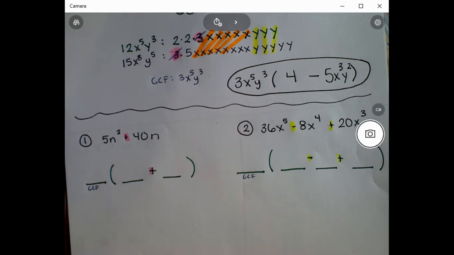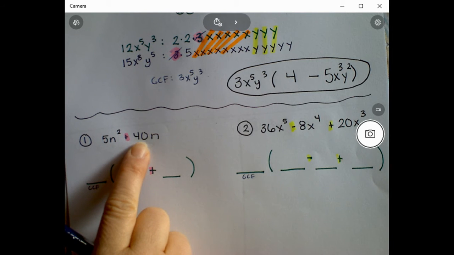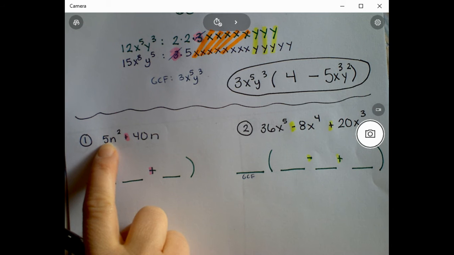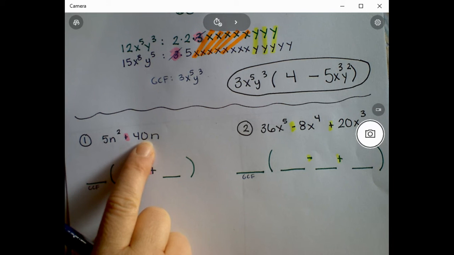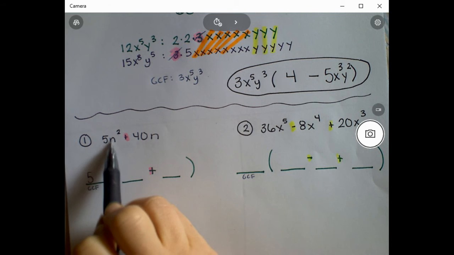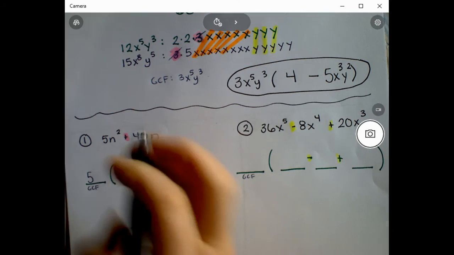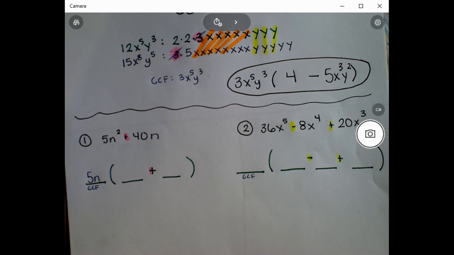Okay, so for this one, I'm going to look first at the number part. We have 5 and we have 40. When I do this in my head, I'm like, oh, I can divide 5 by 5. Can I divide 40 by 5? Yes. Is there anything bigger? No. So part of my GCF will be 5. Now we need to look at the variable part. Here we have n squared. That means that there's 2 n's. Here we only have 1 n. That means in both terms they have at least 1 n.